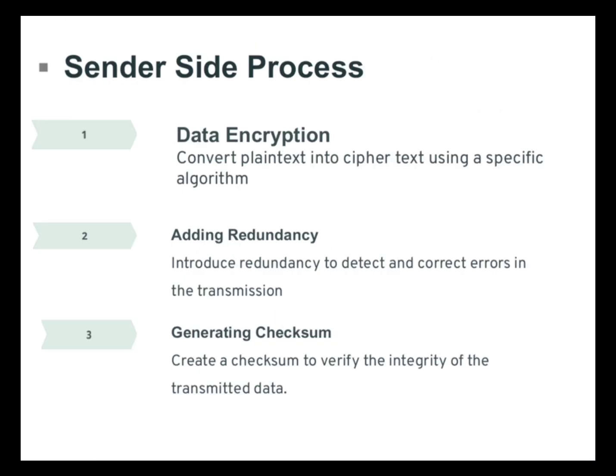There are mainly two processes of the cyclic code. First one is the sender side process and second one is the receiver side process. In the sender side process, there are mainly three steps. First one is data encryption. In data encryption, we convert plain text into ciphertext using a specific algorithm. In the second step, adding redundancy, we introduce redundancy to detect and correct errors in the transmission. Third step is generating a checksum. Here we create a checksum to verify the integrity of the transmitted data.